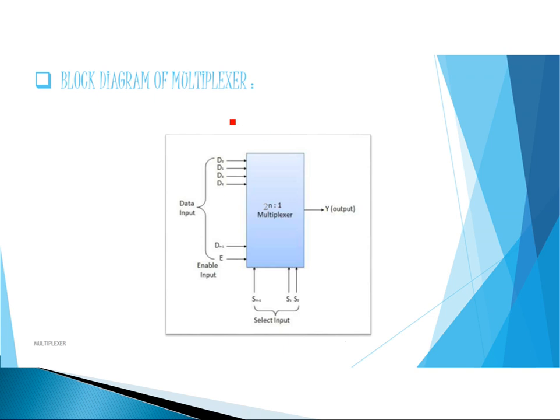And this is the detailed block diagram of a multiplexer. As you can see here at the input side, these are all the inputs D0, D1, D2 till Dn minus 1, and there will be an enable input just to enable the circuit, select lines S0, S1 till Sn minus 1, and only one output.